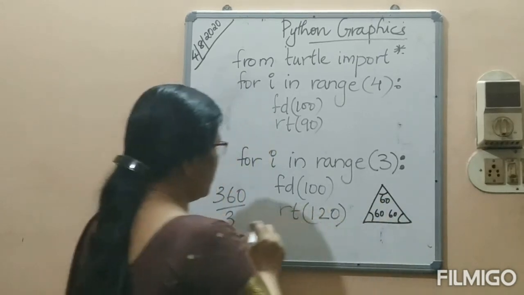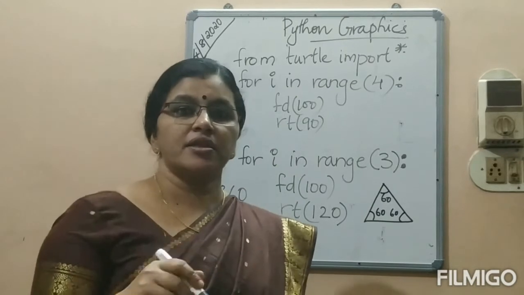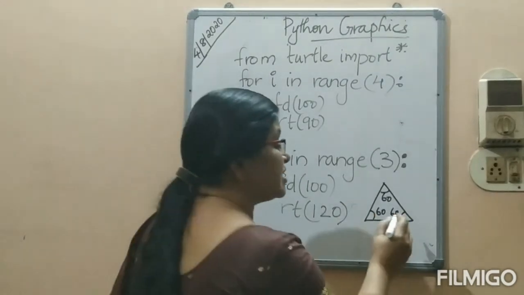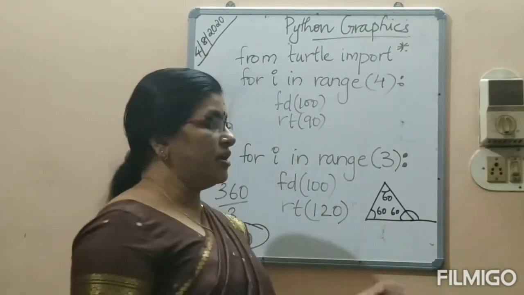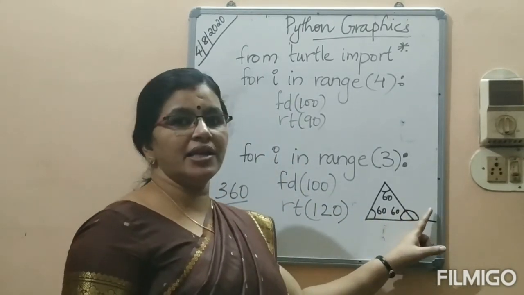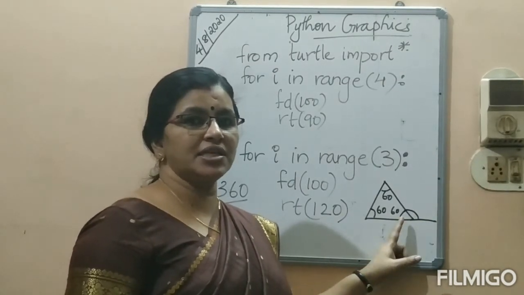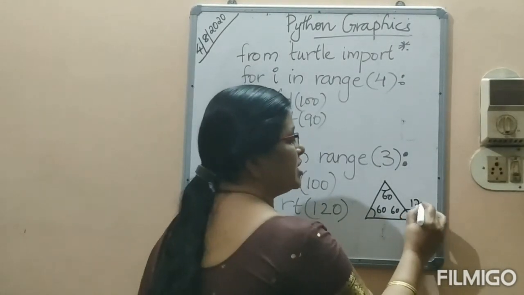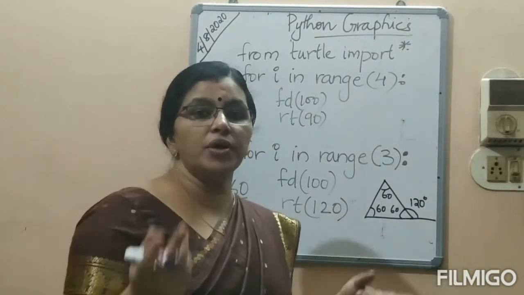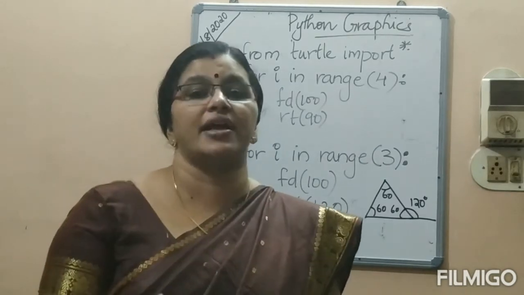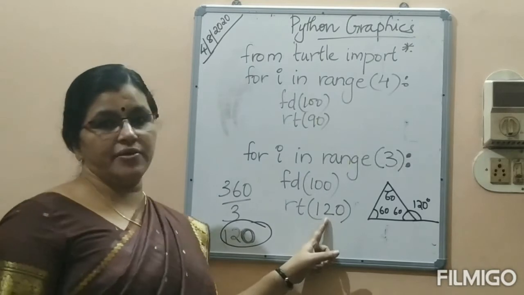Then why did you write 120? But the computer is taking the external angle. If it is 60 degree here, what will be the angle here? It is a linear pair. How will you find out? 180 minus 60, that is 120 degree. The external angle is 120 degree. The computer is taking the external angle. Is it clear? That's why we are writing 120 here.